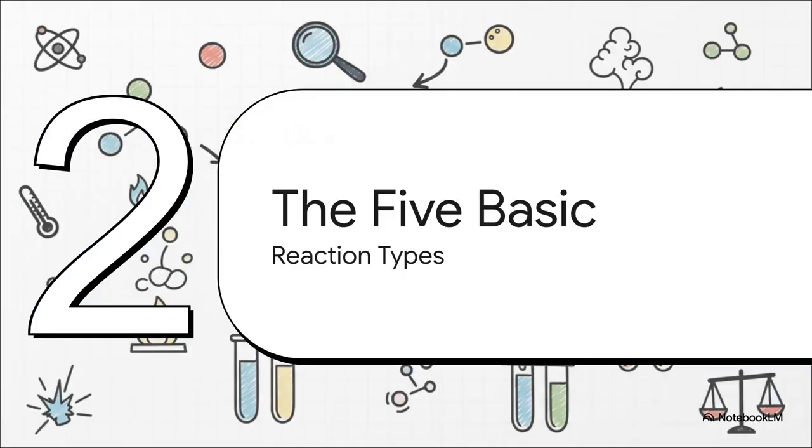adds up. Now, you might be thinking there are millions of possible chemical reactions out there. And you'd be right. But here's the good news. Most of them fall into just a few basic categories. You can actually think of them as the 5 basic plot types for chemical stories.